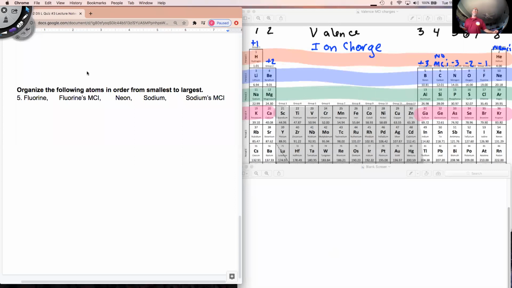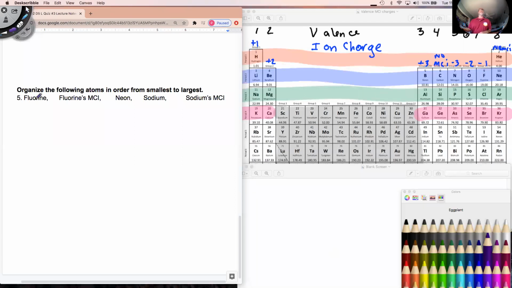So this last one is going to be figuring out which one of these atoms, we're going to order them from smallest to largest. Right over here, in this bottom corner, we'll write smallest. It's always my suggestion to write the smallest over here, and then you'll write the largest on the other side. So let's take a look. First off, let's organize these. You have fluorine, then you have fluorine's MCI, and you guys should know now that fluorine's MCI is a minus 1, or just leave it as minus.